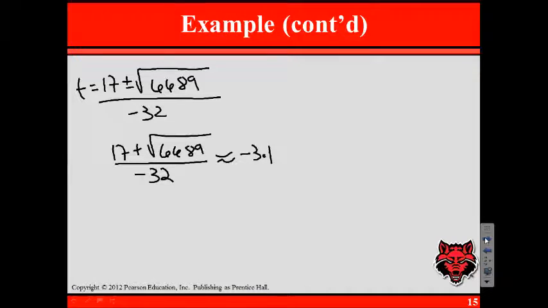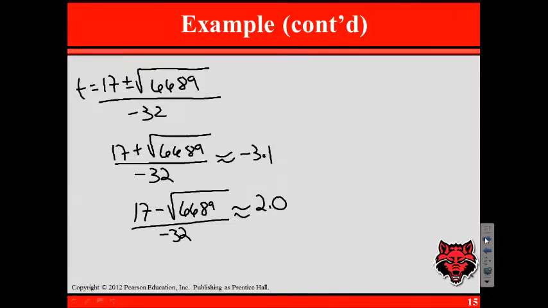Now if we use the minus sign, 17 minus the square root of 6,689 all over negative 32, we put this expression in the calculator, and we get the approximate value of 2.0. Remember, we're talking about the time it takes to fall from the sky down to the ground. We cannot have a negative value for time. So the only value that makes sense here is 2 seconds.